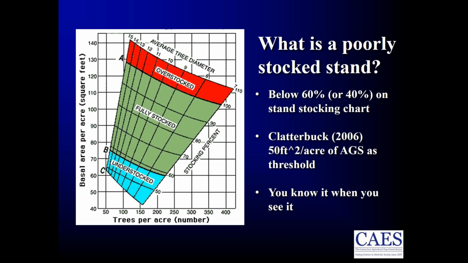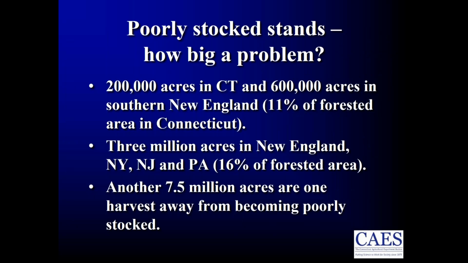And another thing, I think a lot of times we can walk out there as foresters, we look at this stand and say, man, things are just not going well here. We've got to do something to bring this stand back to productivity, to bring it back to be a healthy stand. So the question is, how big of a problem is it? Well, in Connecticut, there's 200,000 acres. In southern New England, 600,000 acres. So that's 11% of the forest. If you look at the broader region, so if we include all of New England, New York, New Jersey, and Pennsylvania, 16% of the forest area has poor stocking, which is a pretty stunning figure.